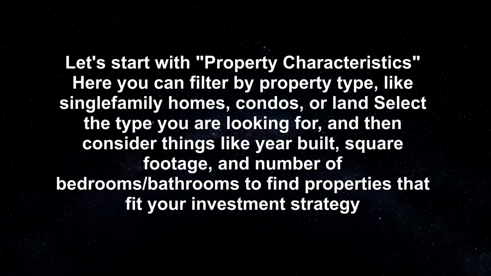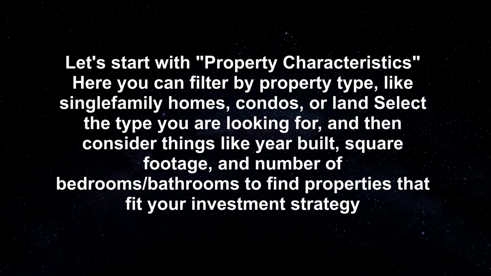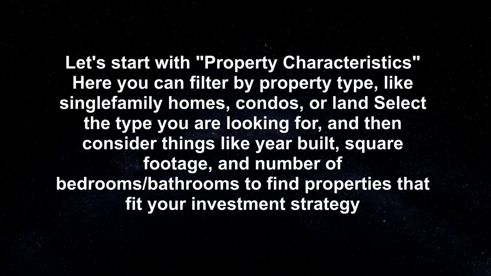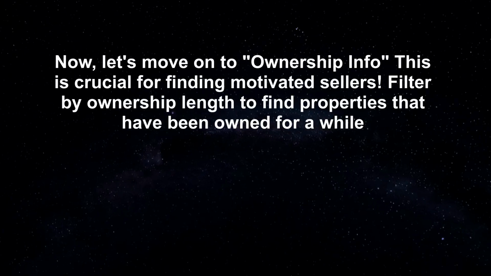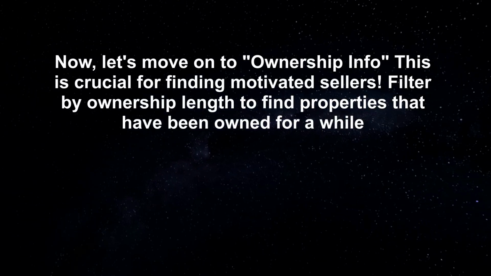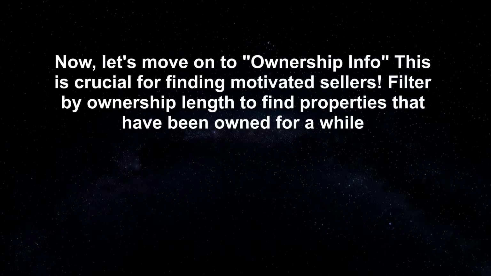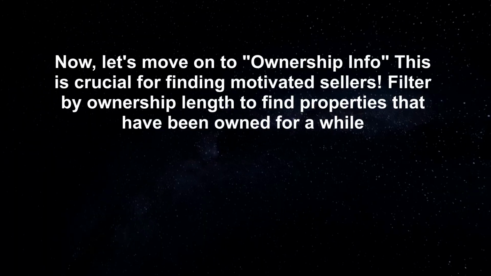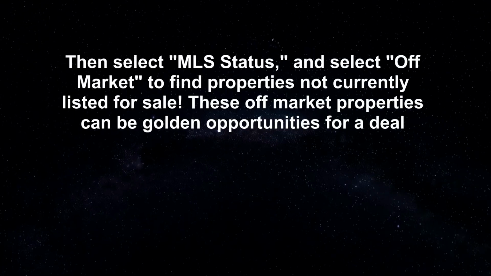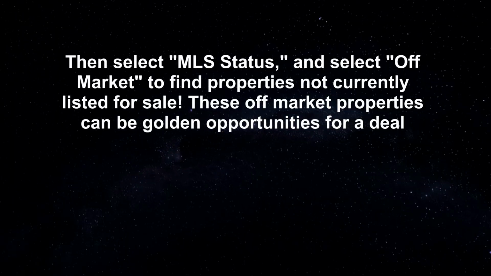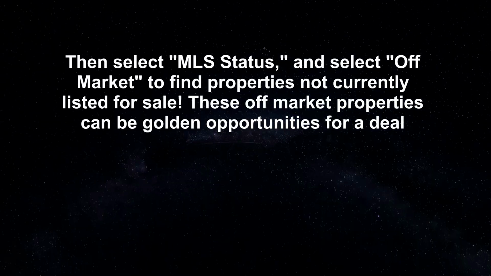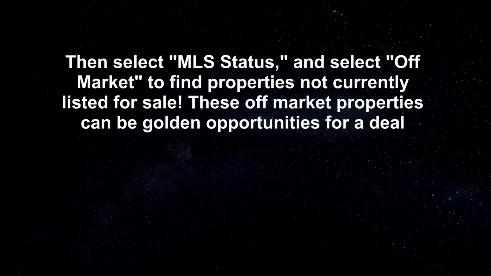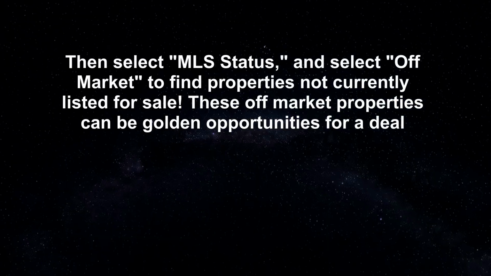And then consider things like year built, square footage, and number of bedrooms and bathrooms to find properties that fit your investment strategy. Now, let's move on to ownership info. This is crucial for finding motivated sellers. Filter by ownership length to find properties that have been owned for a while. Then select MLS Status and select off-market to find properties not currently listed for sale. These off-market properties can be golden opportunities for a deal.